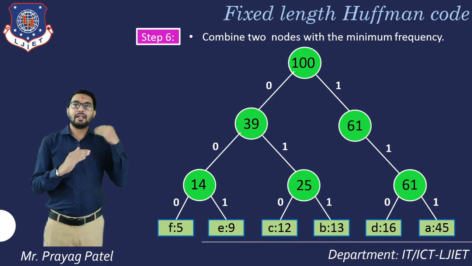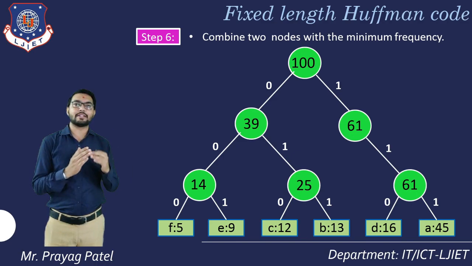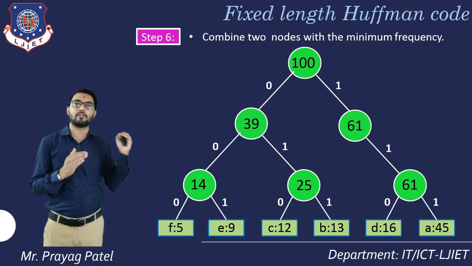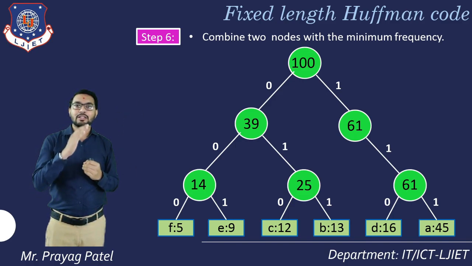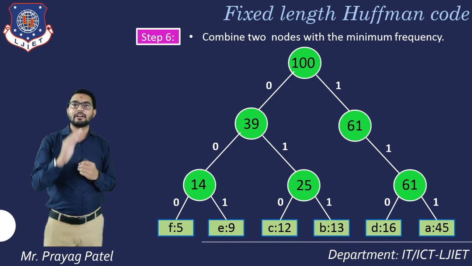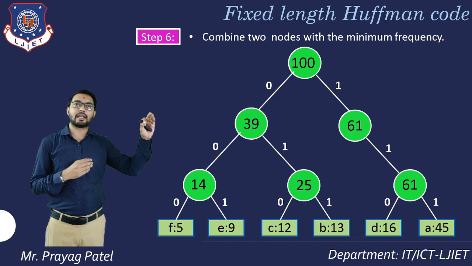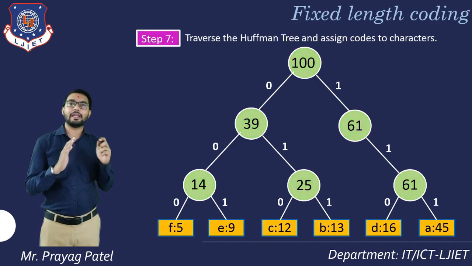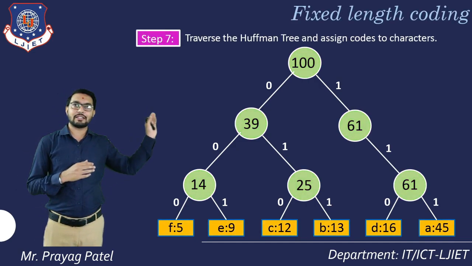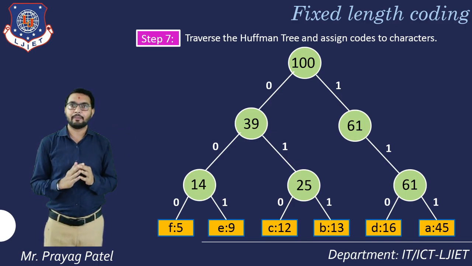Now consider the next layer: combine the two nodes 39 and 61. For combining these two nodes, the total is the addition of these two frequencies, 39 plus 61 equals 100. So consider 100 as the root node. Now the left child of 100 is 39 and we assign code 0, and the right child of 100 is 61 and we assign code 1. After that we want to find the code for each and every node. So this step number 7 is the final table for the Huffman coding tree.